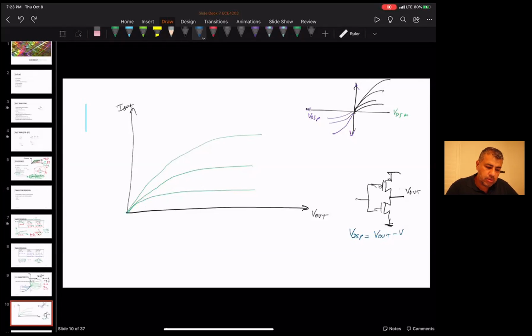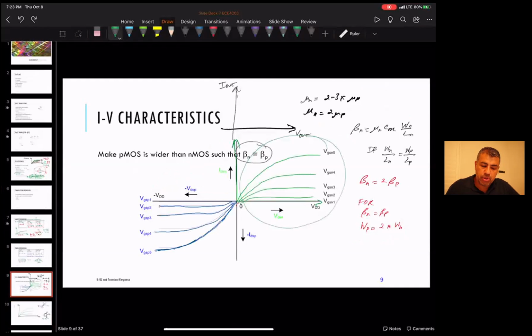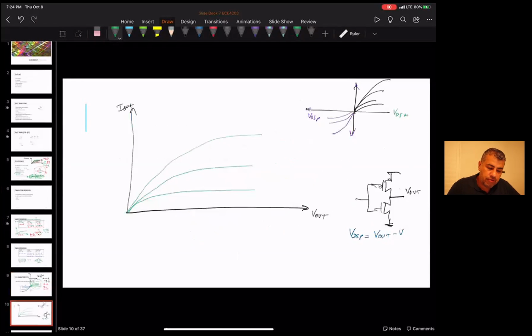Thank you. So basically for the N type, for these curves, if I do a load line, for this N stuff, V out is the same as VDS, and IDS has the same polarity as I out. So if I draw I out versus V out, it's going to be the same curves. Okay, so that's for the N.